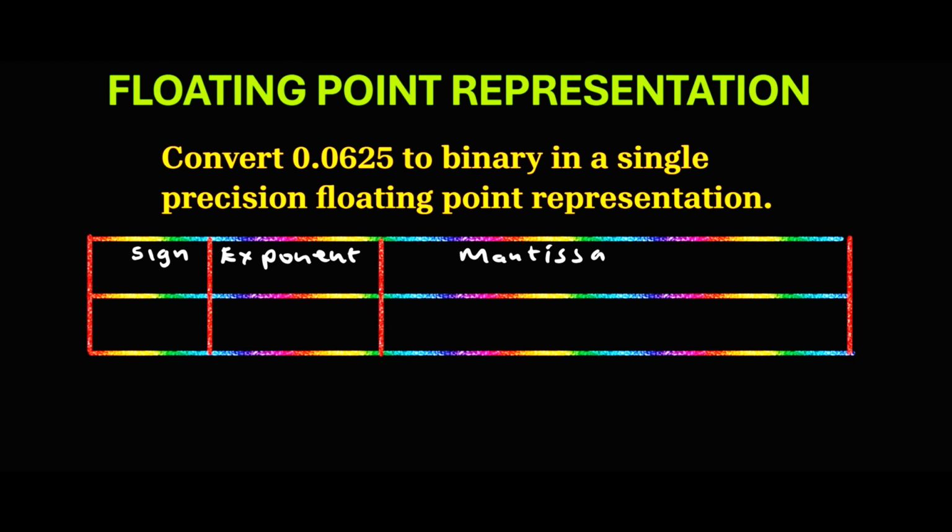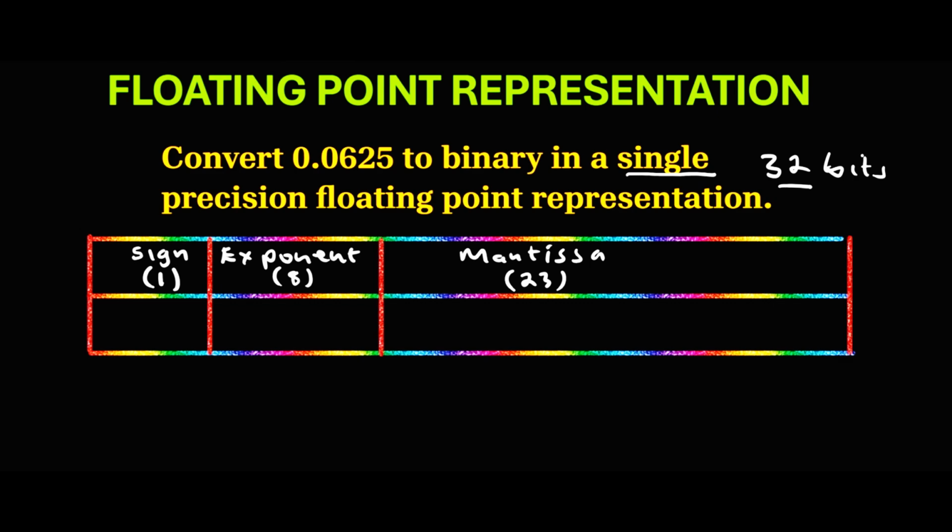For a single precision, there are 32 bits. The sign bit will have 1, the exponent will have 8, and the mantissa will have 23. So 1 plus 8 plus 23 is 32. Let us now do the conversion and fill up the floating point representation table.